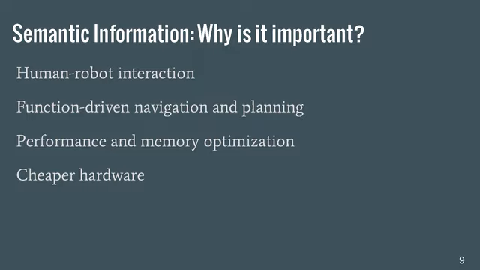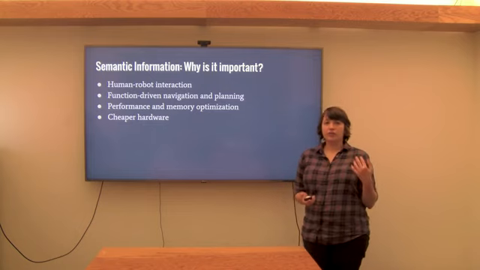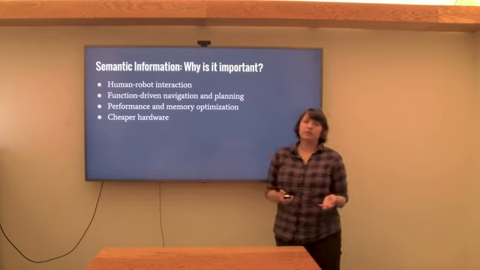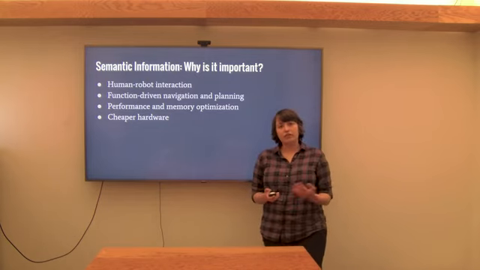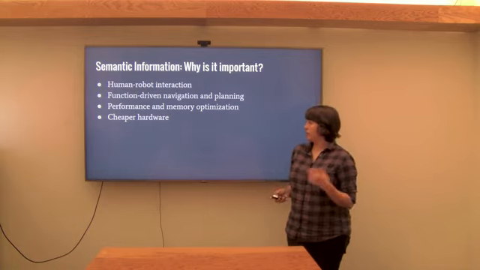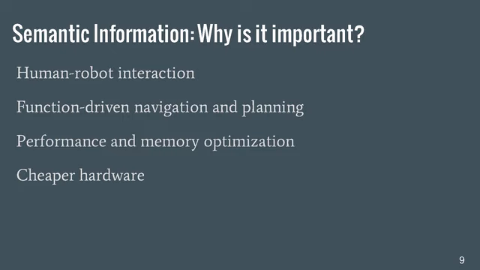Additionally, you can get some performance and memory benefits. You're not storing this full map with the distance to every single surface. You're just storing locations of key information. This means that your search space is a lot smaller too, so you can prune everything that's not related to kitchens or coffee makers and get a performance benefit that way. Finally, the fact that you can use simply a camera instead of a complicated laser scanner means that this is a lot cheaper and more accessible for robots to have.